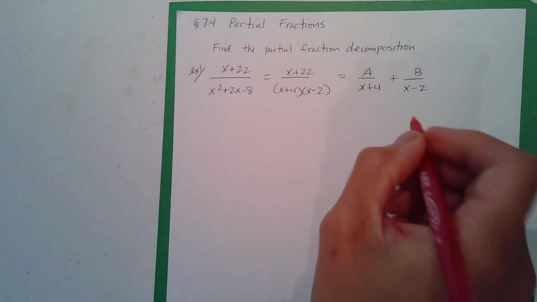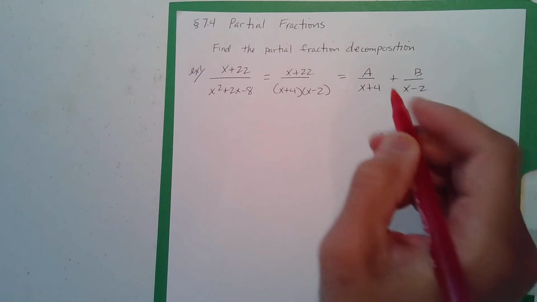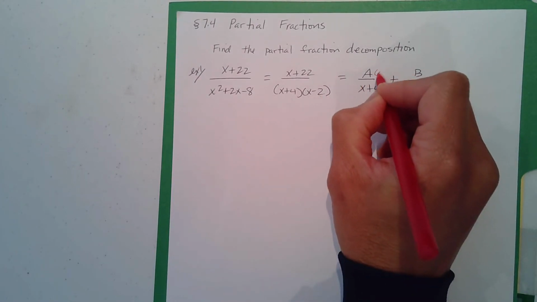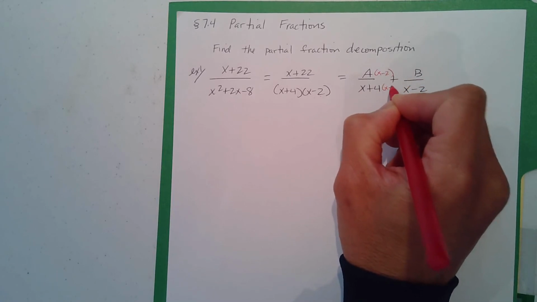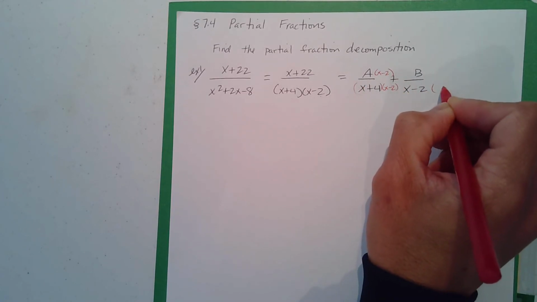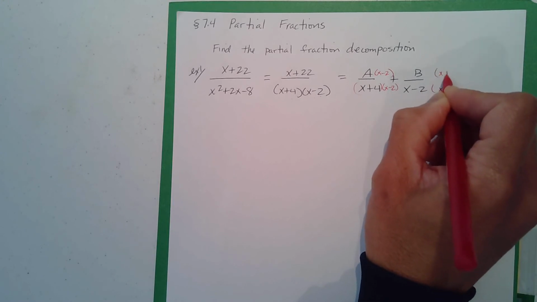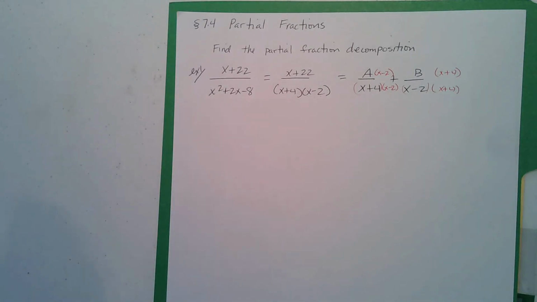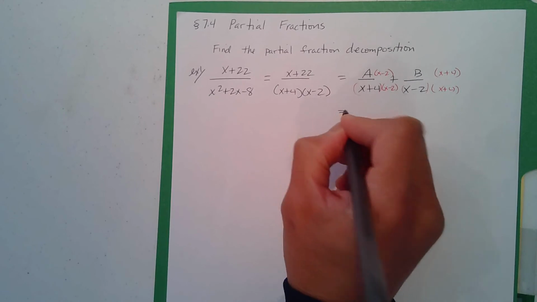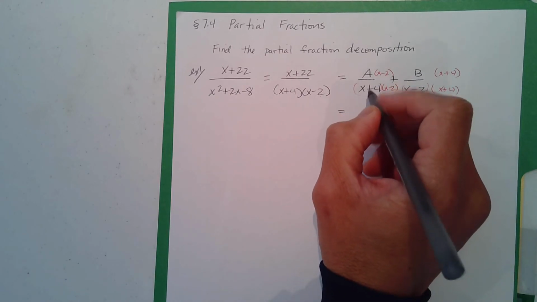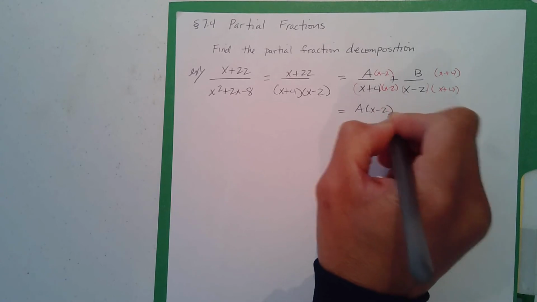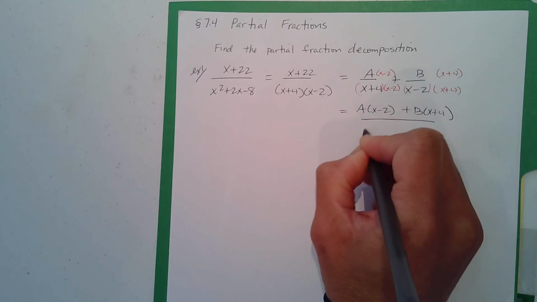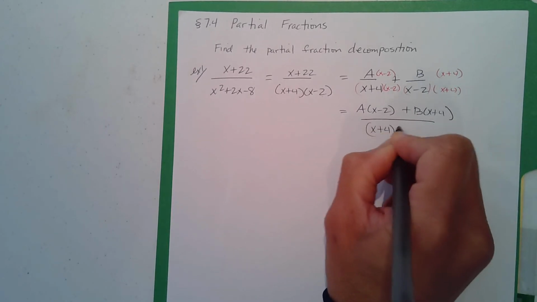So what you're going to do is find a common denominator. So the common denominator is going to be x plus 4 times x minus 2. So x minus 2 is missing from this denominator, and x plus 4 is missing from this denominator. Now we are going to have A times x minus 2 plus B times x plus 4 all over x plus 4 times x minus 2.